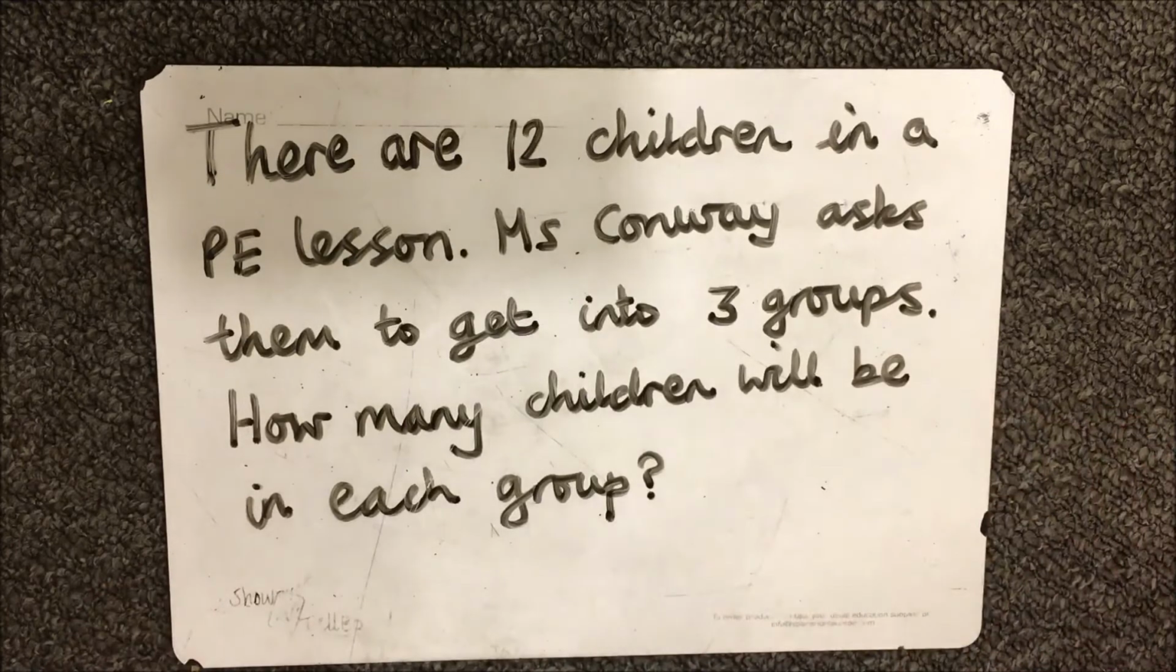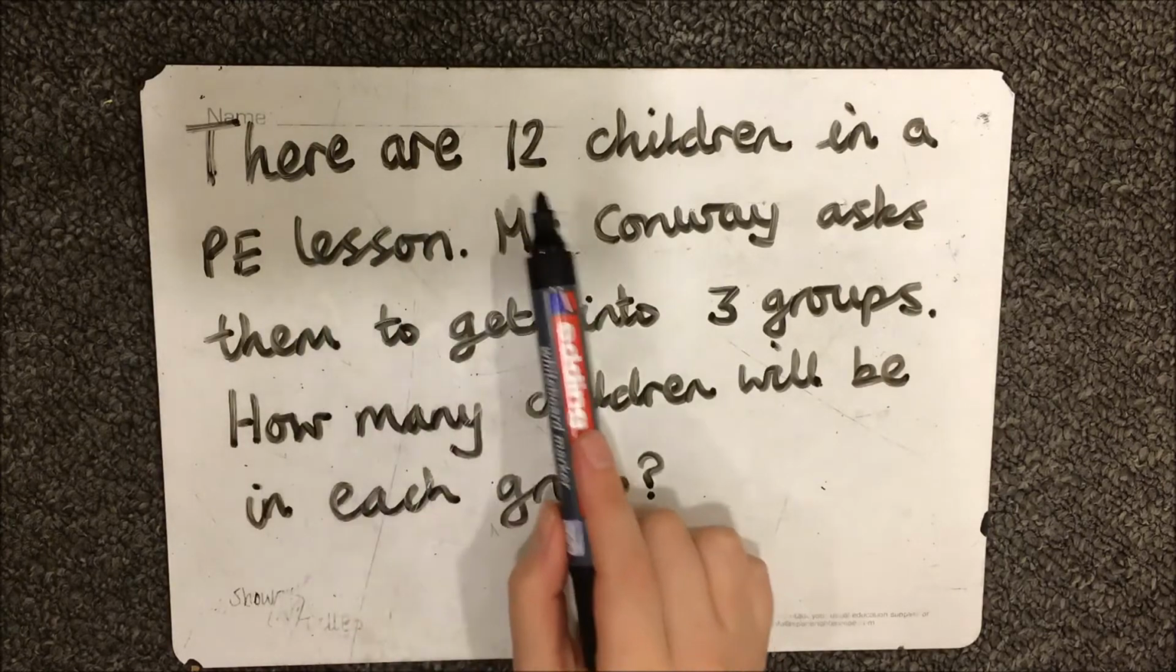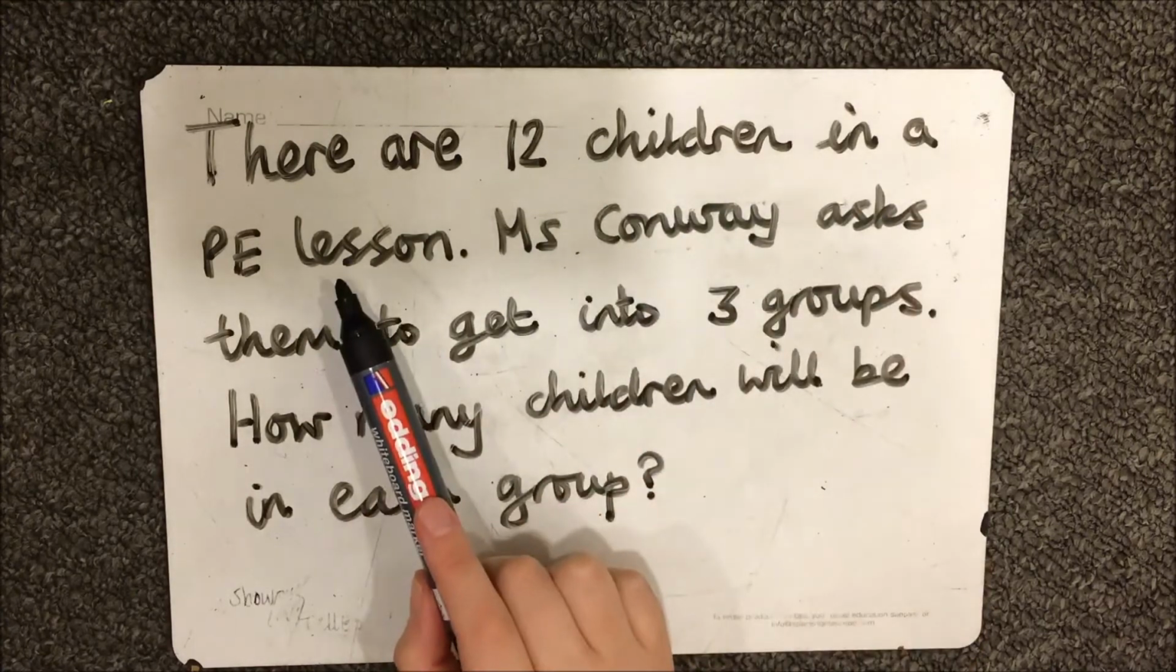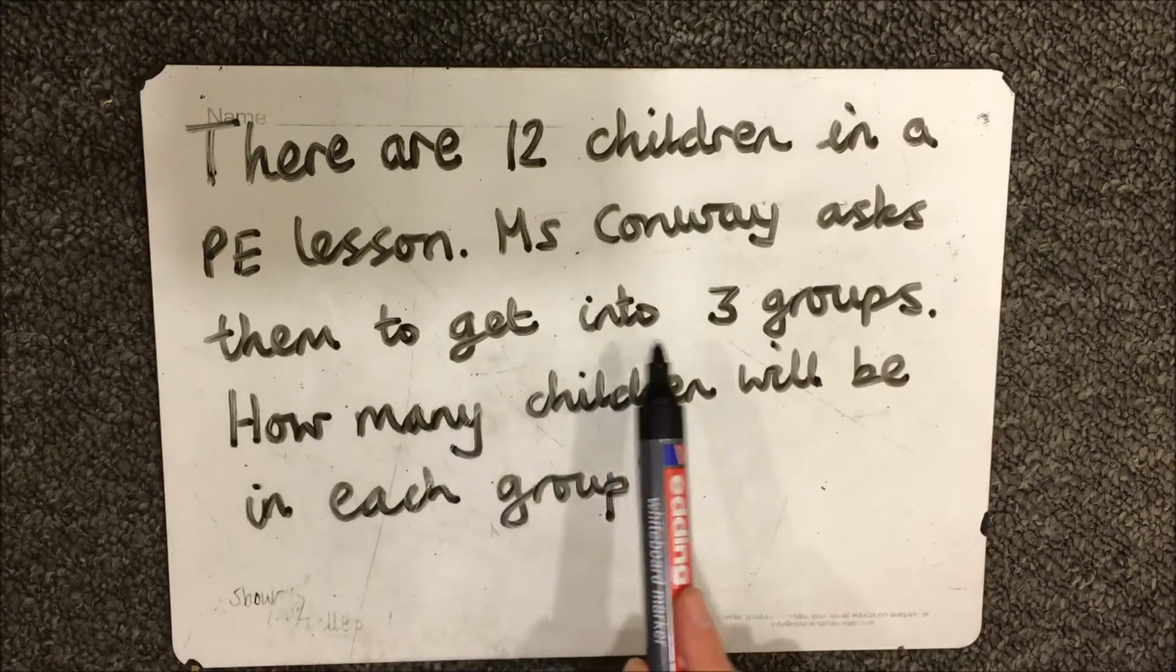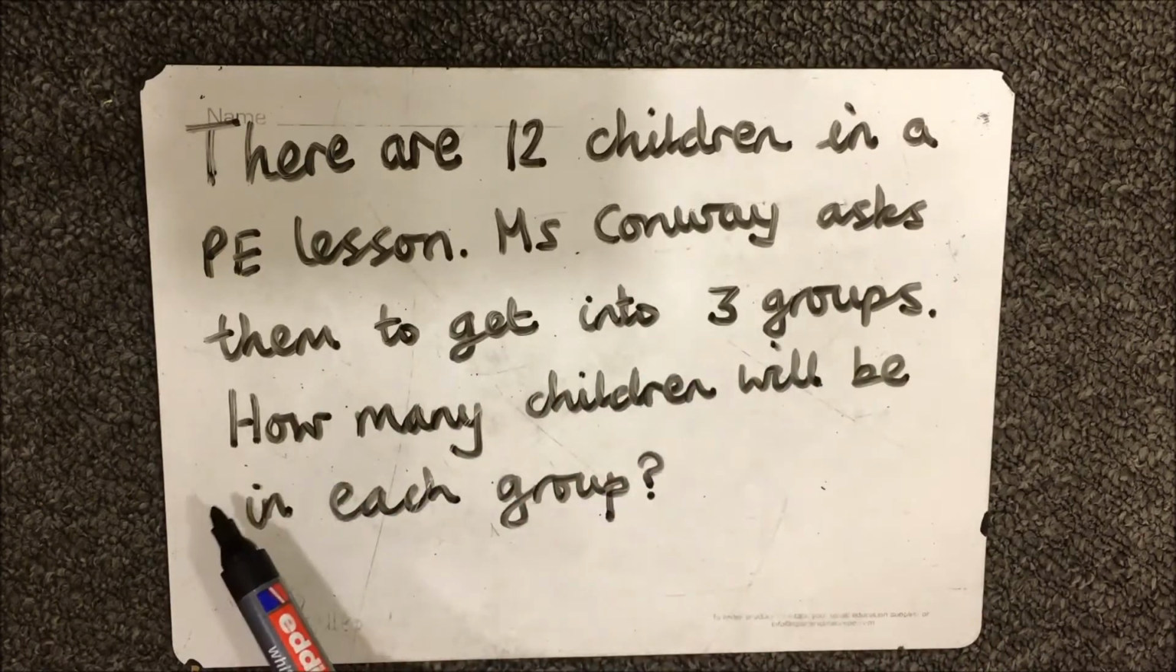So it doesn't tell us the operation, we have to work out what we have to do. Let's read it together. There are 12 children in a PE lesson. Miss Conway asks them to get into 3 groups. How many children will be in each group? So she wants these groups to be equal, the same number in each group for a special team game.